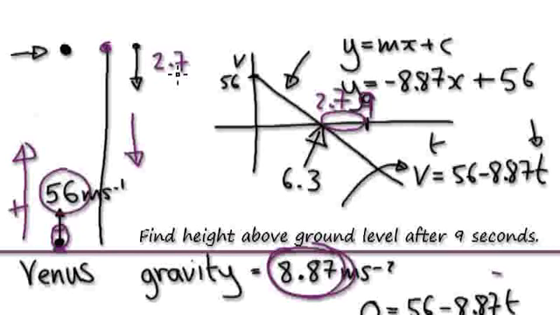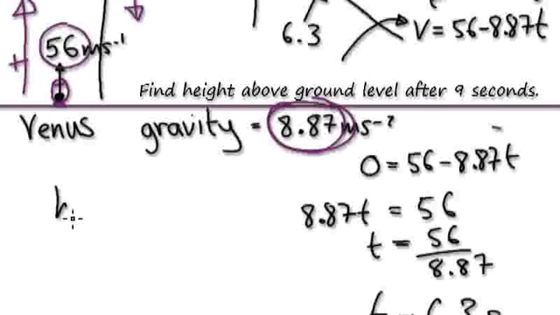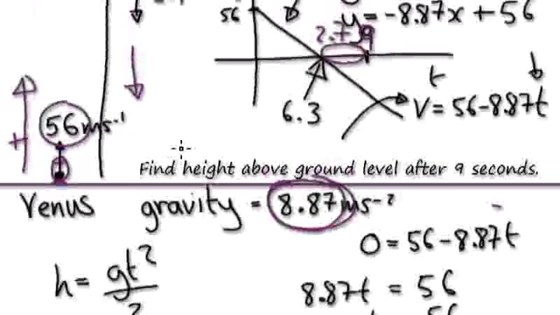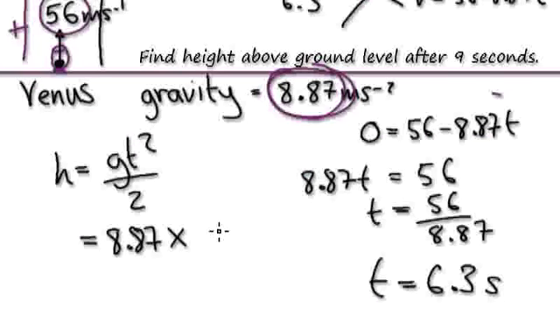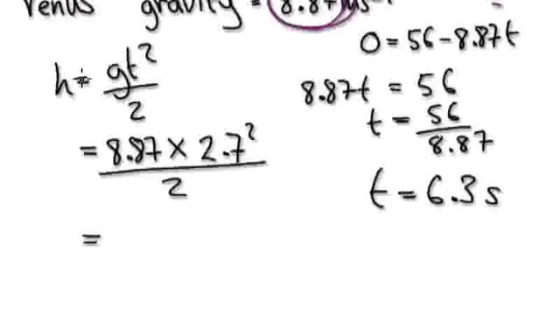Now, if something free falls for 2.7 seconds, then you can use this formula: h equals gt squared over 2. g is 8.87, and then you times it by the time. Well, the free fall time is this time here, 2.7. So 2.7 squared, then divide it all by 2. Now remember, h is our distance, the distance of the free fall.